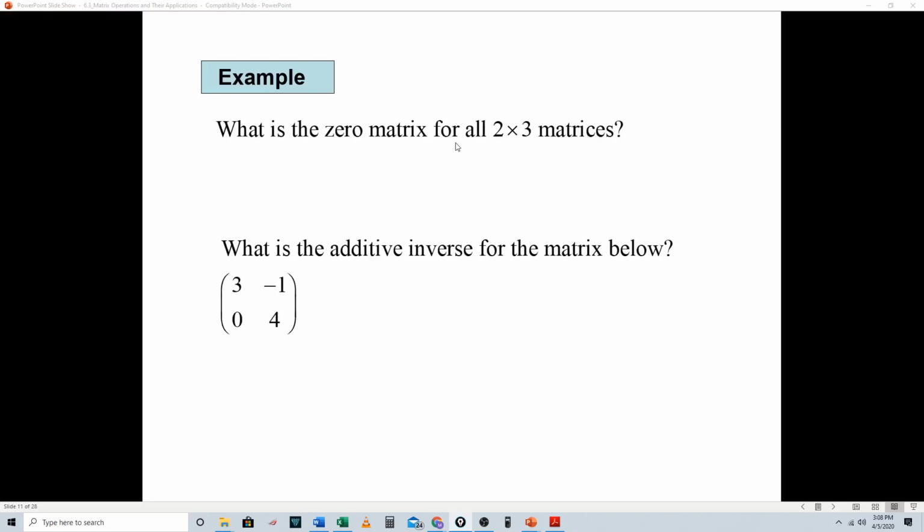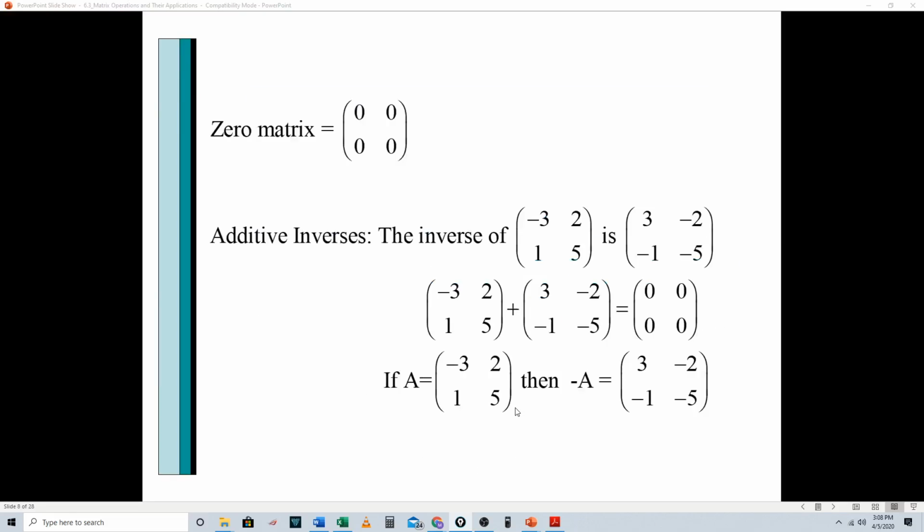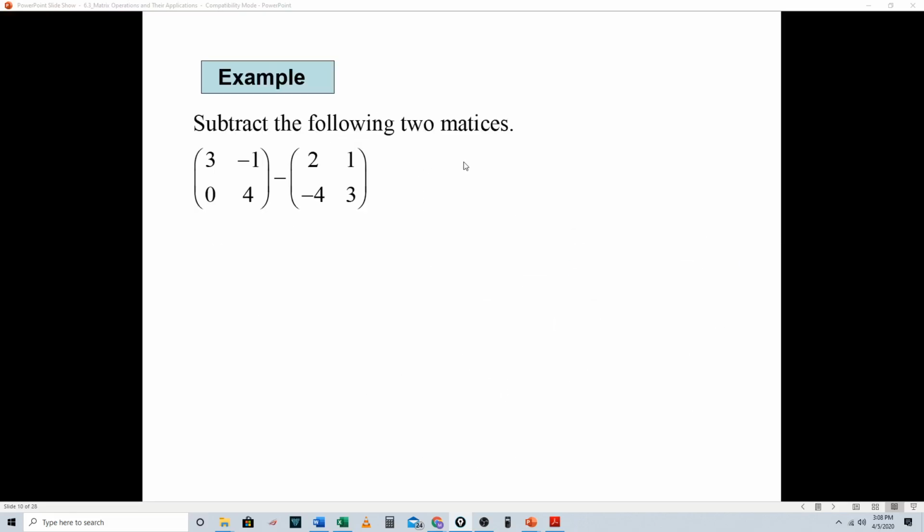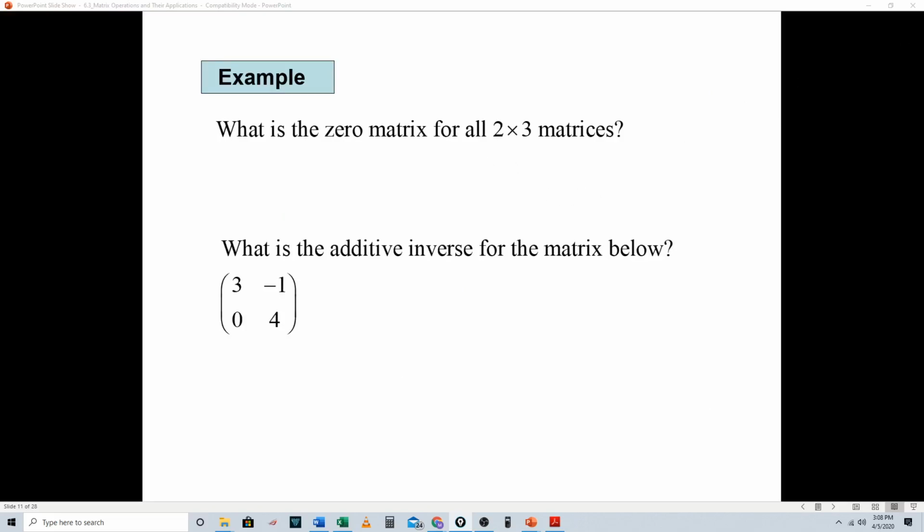Right? So, what is the zero matrix for all 2 by 3 matrices? A zero matrix, again, I think it's back up here, is where all the numbers are 0. So, basically, this is 2 rows, 3 columns, where everything is 0.